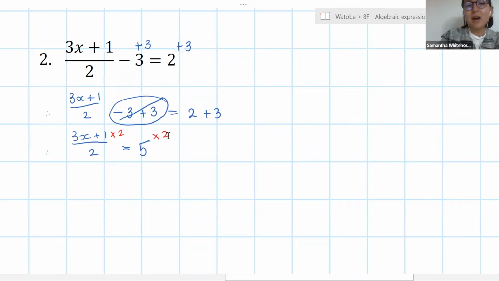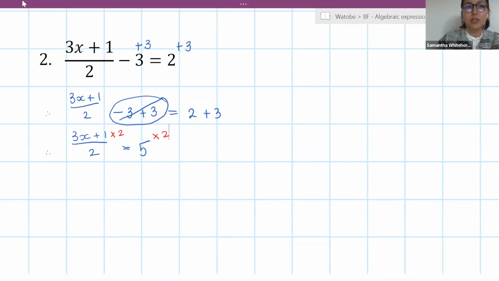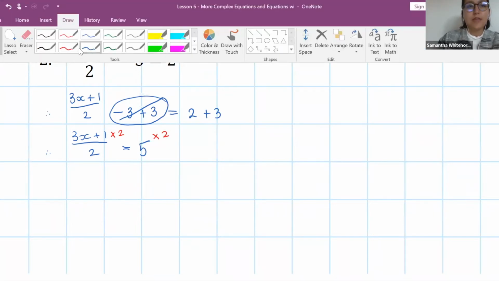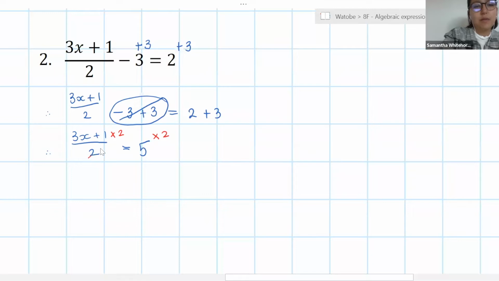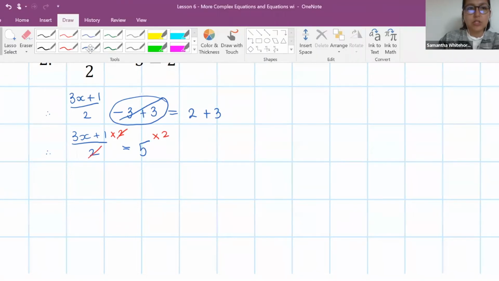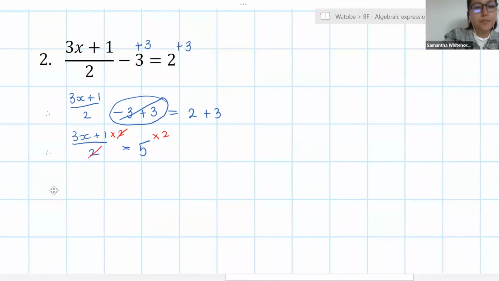So I'm going to times both sides by 2. That then creates a situation whereby I can essentially get rid of the fraction. I can now work with just the 3x plus 1. And remember to multiply that 5 by the 2 as well. And we know 5 times 2 is 10.